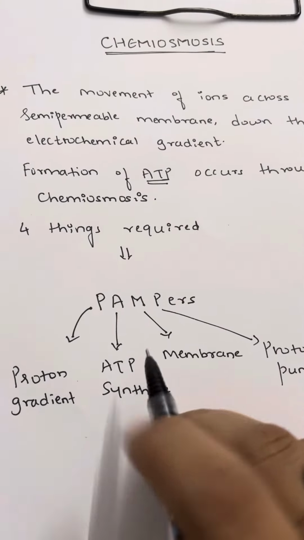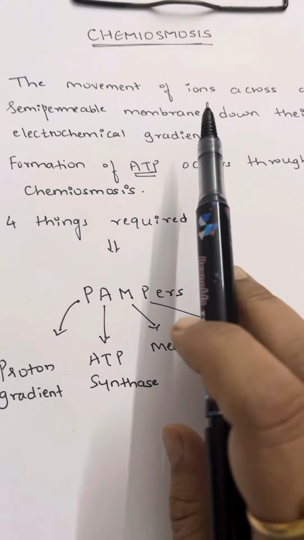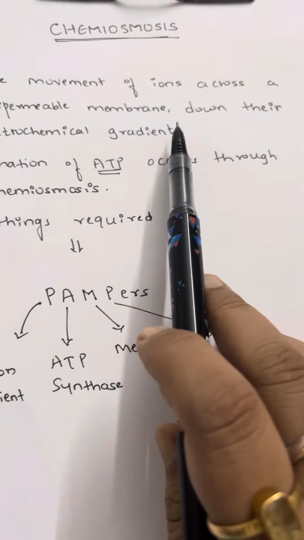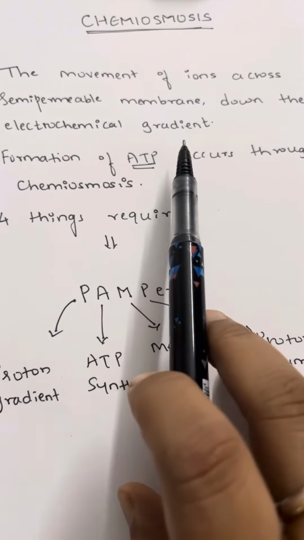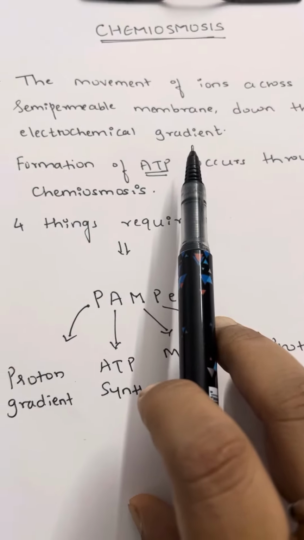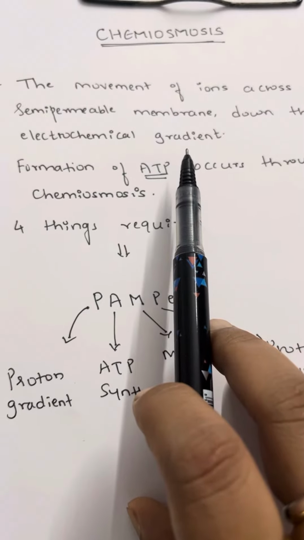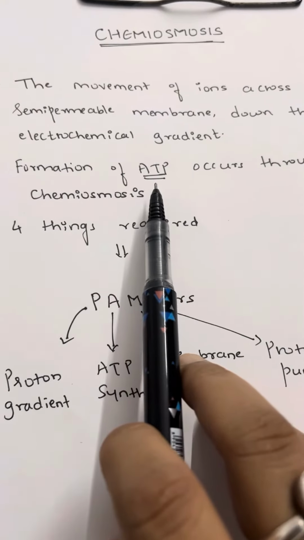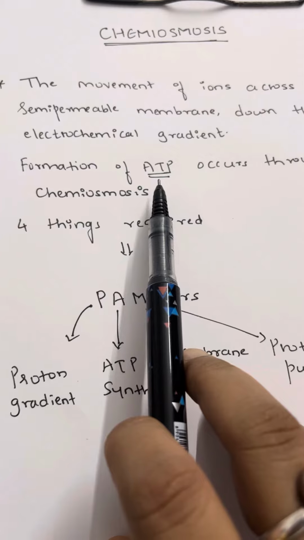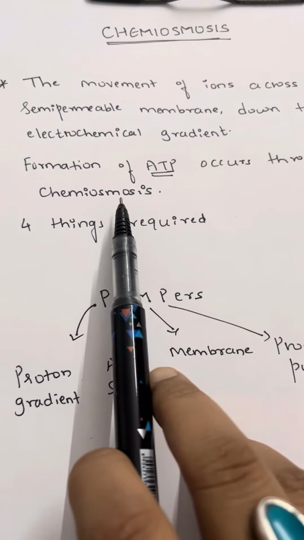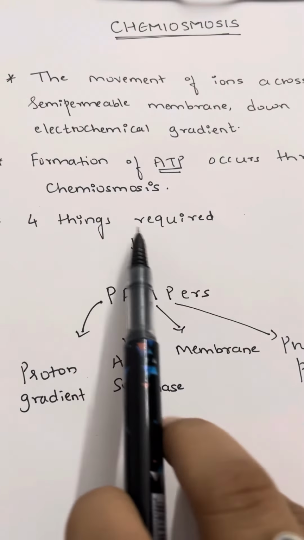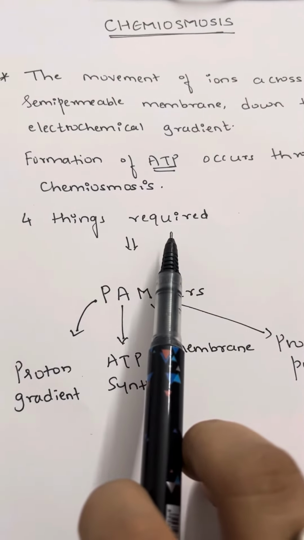Now I'm here with you to discuss chemiosmosis. So what is chemiosmosis? The movement of ions across a semi-permeable membrane down the electrochemical gradient is called chemiosmosis. Now what is the function of chemiosmosis? It helps in the formation of ATP, that is the energy currency of the cell, adenosine triphosphate, that occurs through chemiosmosis. Now here, four things are required for chemiosmosis.